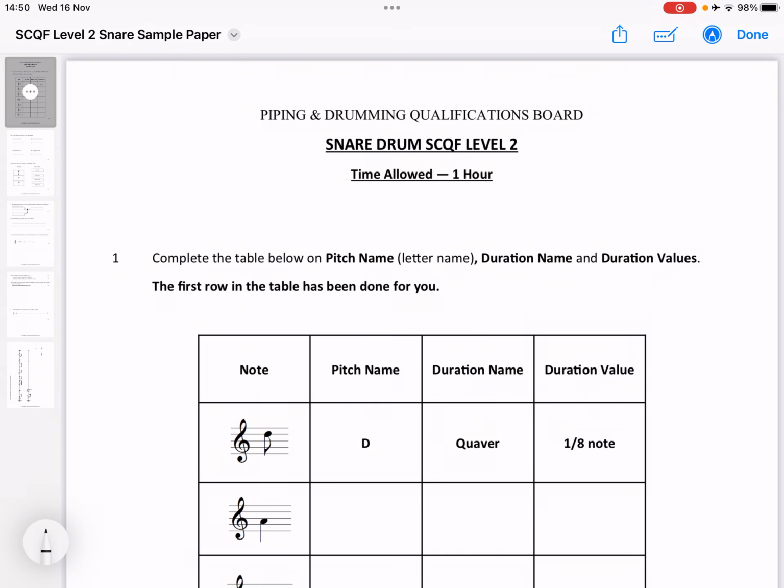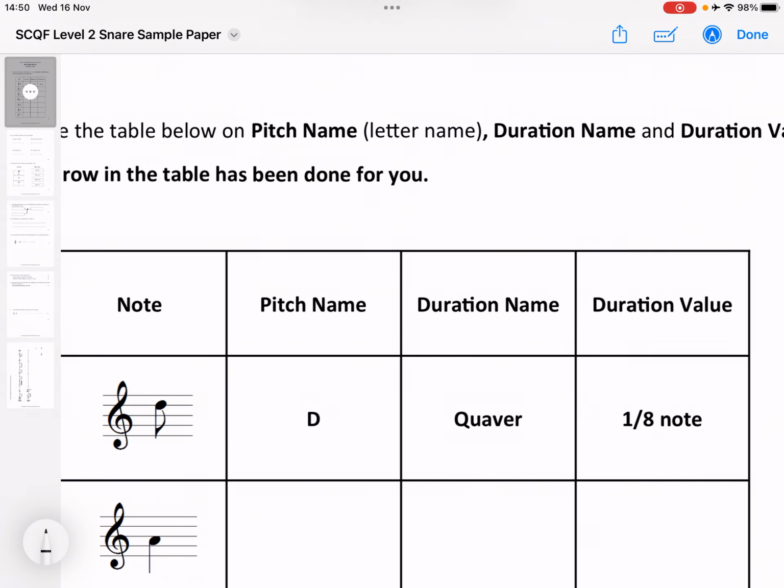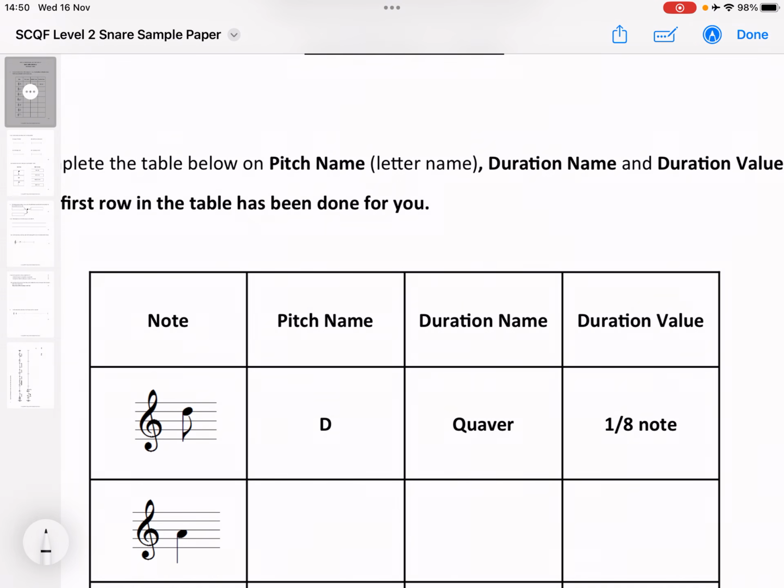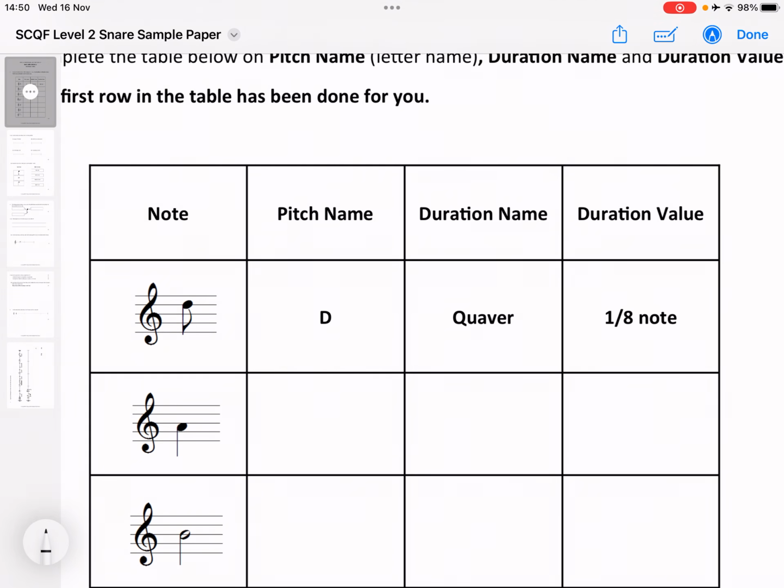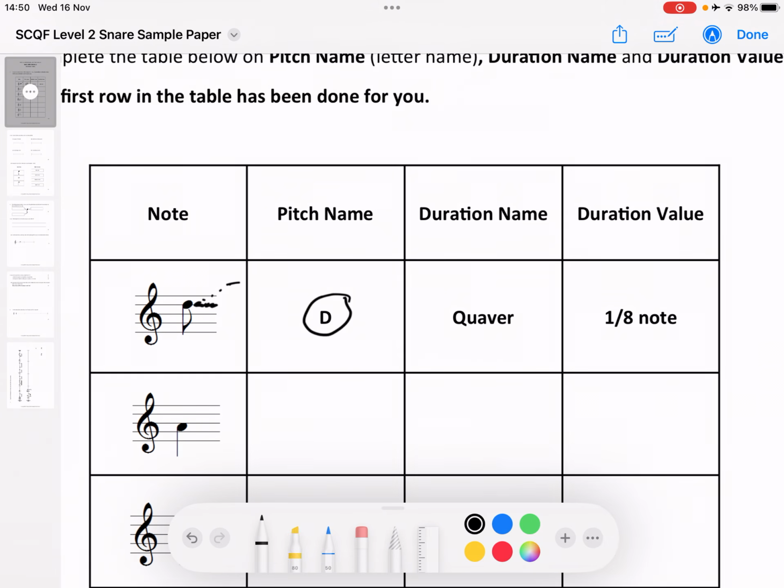Okay, so question 1: complete the table below on pitch name, letter name, duration name and duration values. The first one's been done for you. So let's zoom in. Because the first one's been done, it's a bit of a gift for us. We can look and say, right, well that says it's D, so we know that line there is D. So we can work our way up, A, B, C, D, E, F, G, A. And in the same token, we can work our way down. So it's gave us that for free.